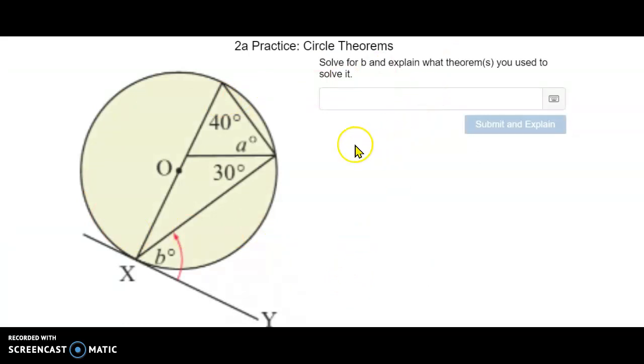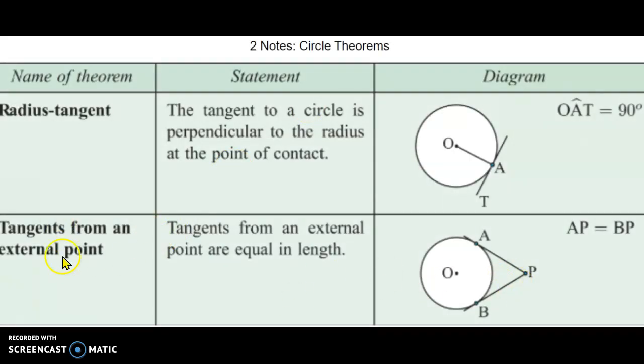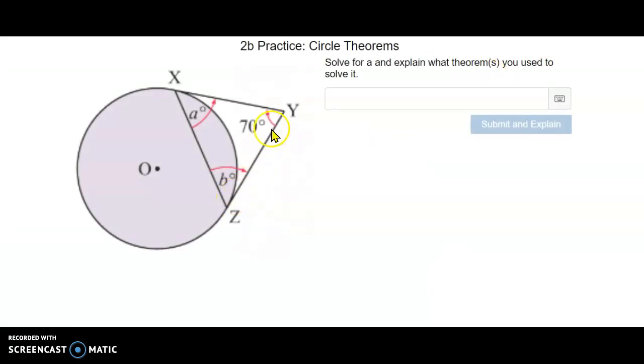So let's go to one of these problems. Let's do this one here. It says solve for A and explain what theorem or theorems you use to solve it. So we just talked about the second theorem, tangents from an external point. We say that Y is the external point, and Z and X are points of contact. So that means XY and ZY are equal, okay? They're asking what is A degrees and B degrees.